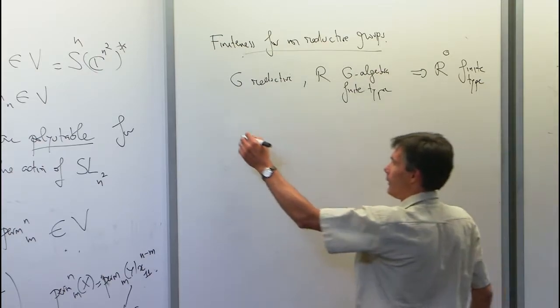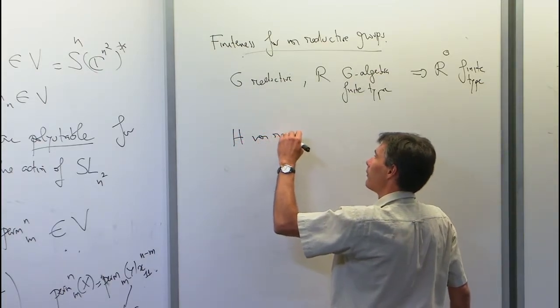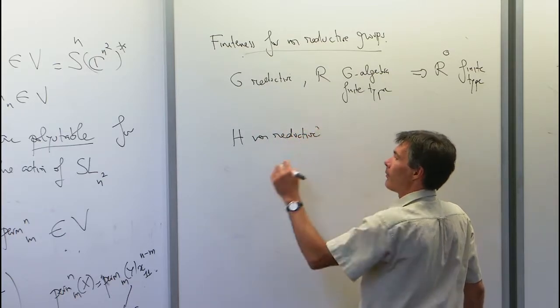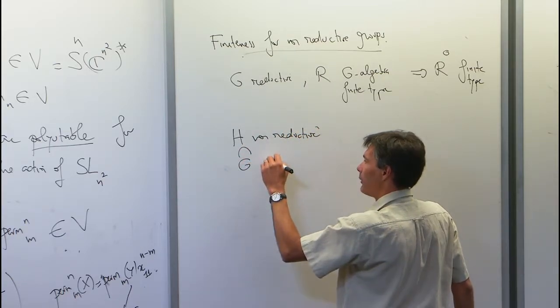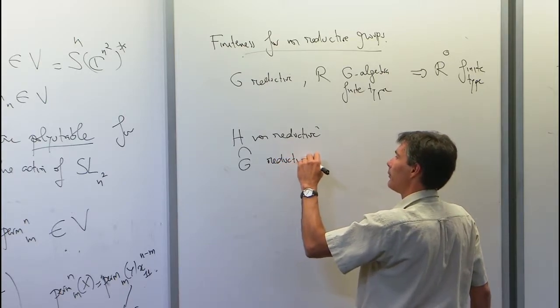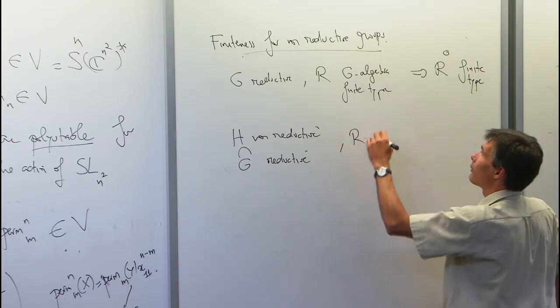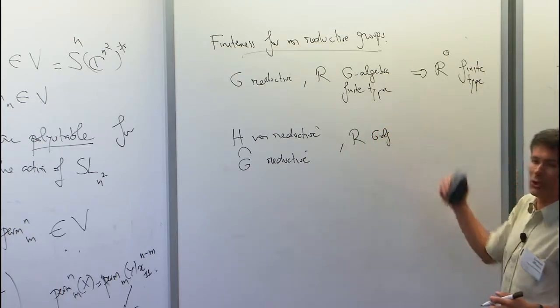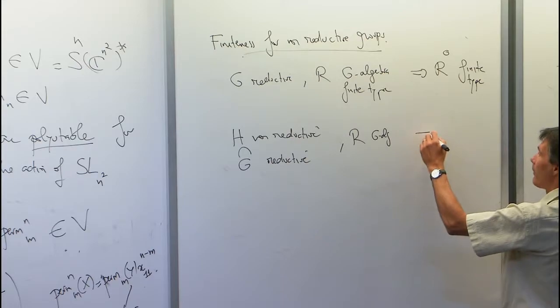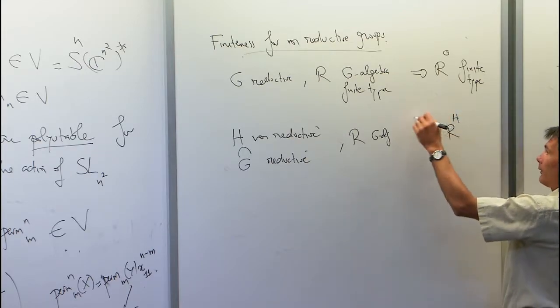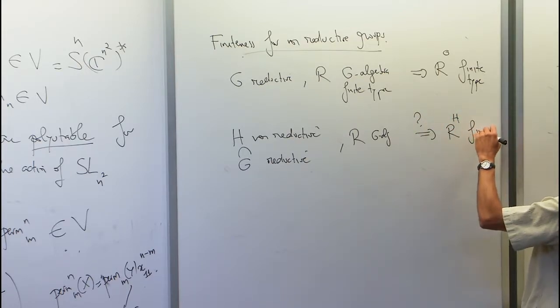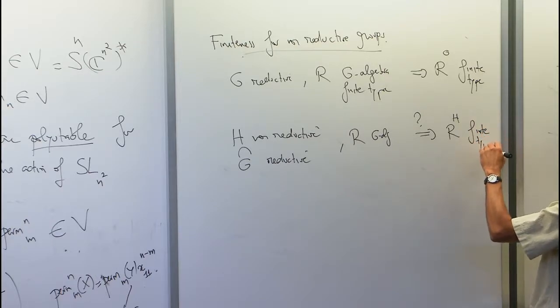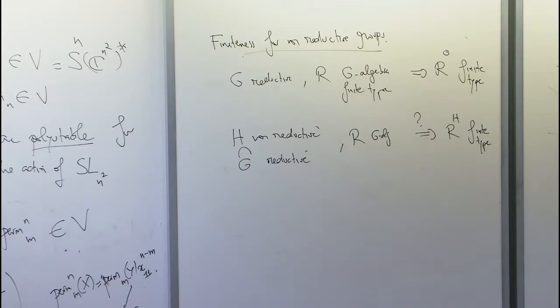So suppose you have H non-reductive, but a subgroup of a reductive group G, and R is a G-algebra of finite type. Not just an H-algebra, but a G-algebra. Then we can ask, in this restricted situation, is the algebra of H-invariants of finite type? I want to give you an example where this works.